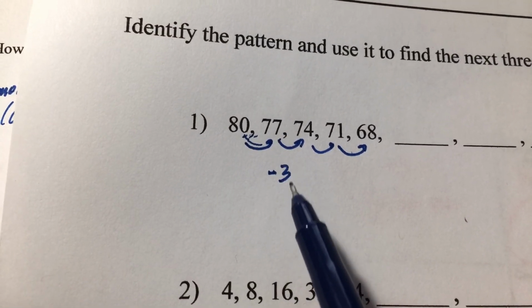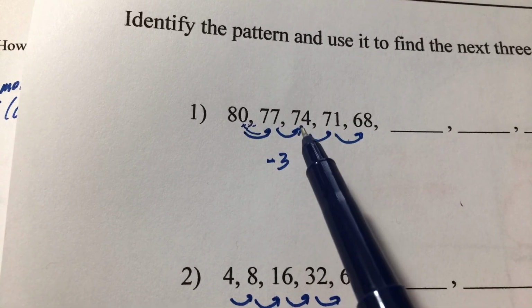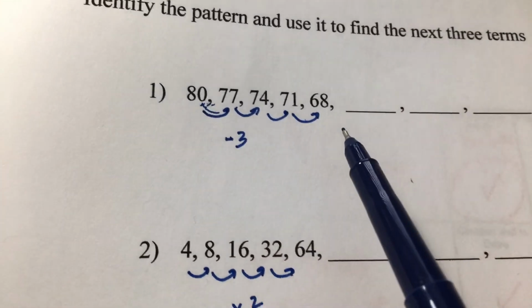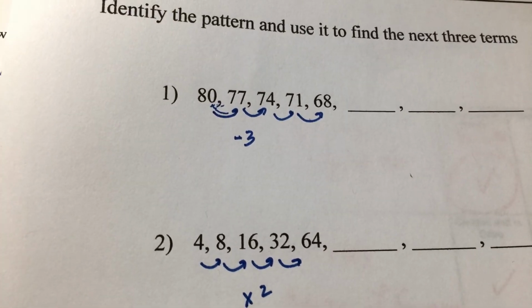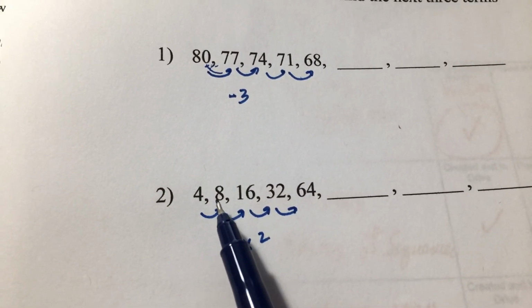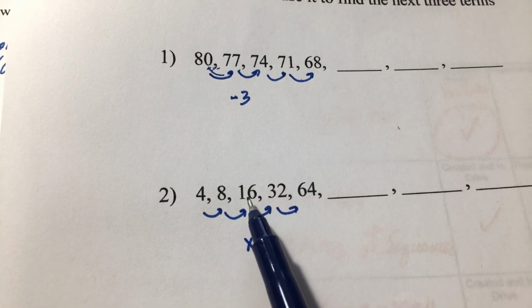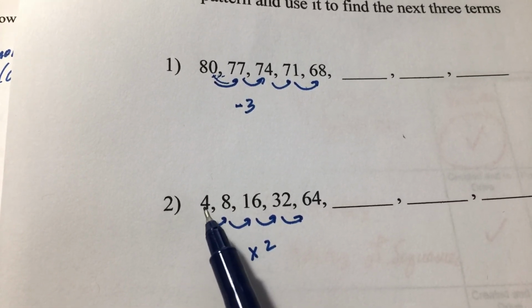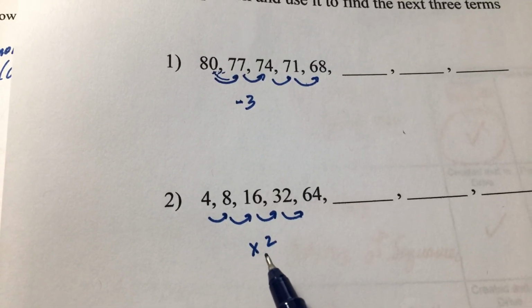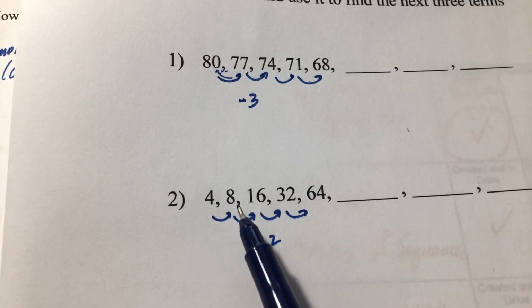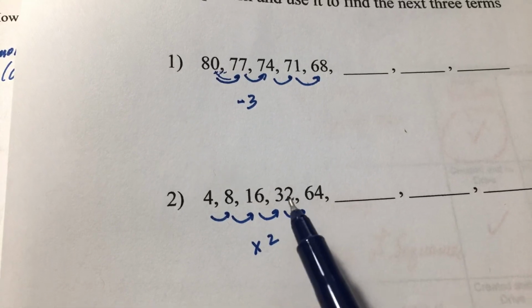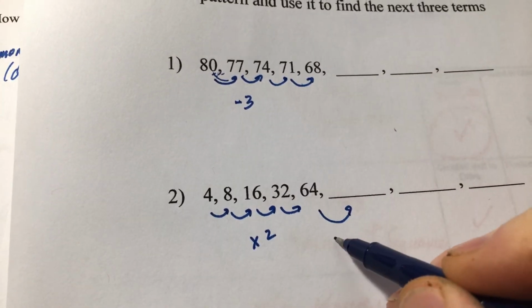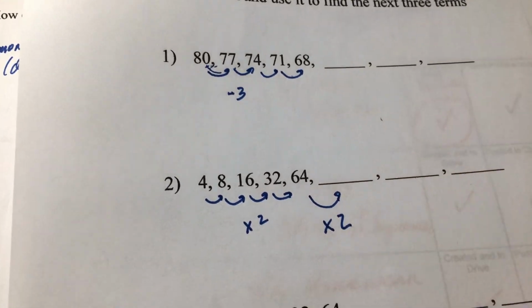How do you go from 80 to 77? You subtract 3. Do you do that again to go from 77 to 74? Yes. All the way across here, you're subtracting 3. So just keep subtracting 3. Here you would say add 4, but if I add 4 again, I don't get 16. And if I add 4, I don't get 32. So it's something different. What's another way to go from 4 to 8? Times by 2. 8 times 2 is 16, 16 times 2 is 32, 32 times 2 is 64, so there it is. So just continue on here, multiplying by 2 to get your 3 answers all the way across.